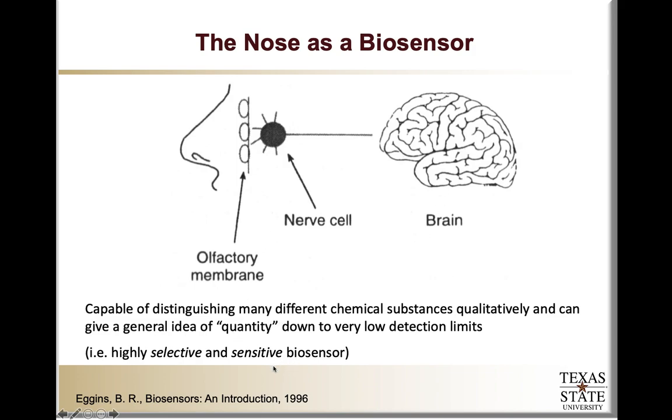Now, notice that the nose is capable of distinguishing many different chemical substances qualitatively and can provide a general idea of the quantity down to very low detection limits, depending on the molecule, of course. So that provides you both selectivity, which is the ability to identify one molecule from a different interfering molecule, and sensitivity, which is your ability to detect low concentrations of those molecules. And we're going to be talking about those two words in more detail later on.